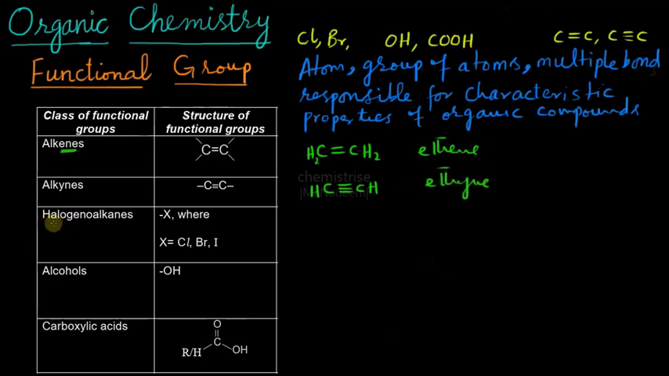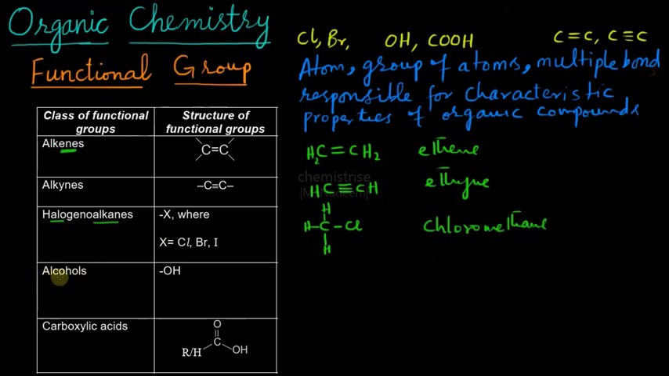The next functional group is halogenoalkane, in which we can replace the hydrogen present in the alkanes with the halogen. For example, we have the alkane CH4, in which there are four hydrogens. So what we do is remove one of the hydrogens and put Cl over there. This will become CH3Cl, and its name would be chloromethane.